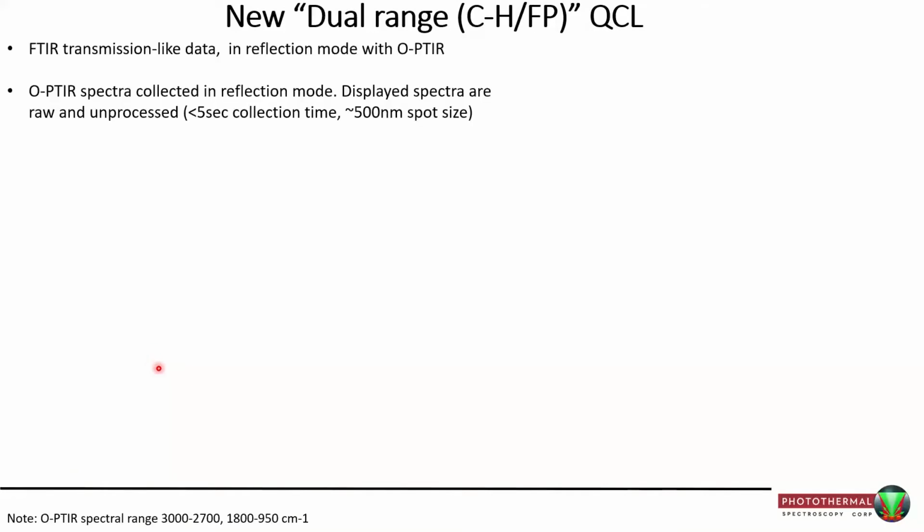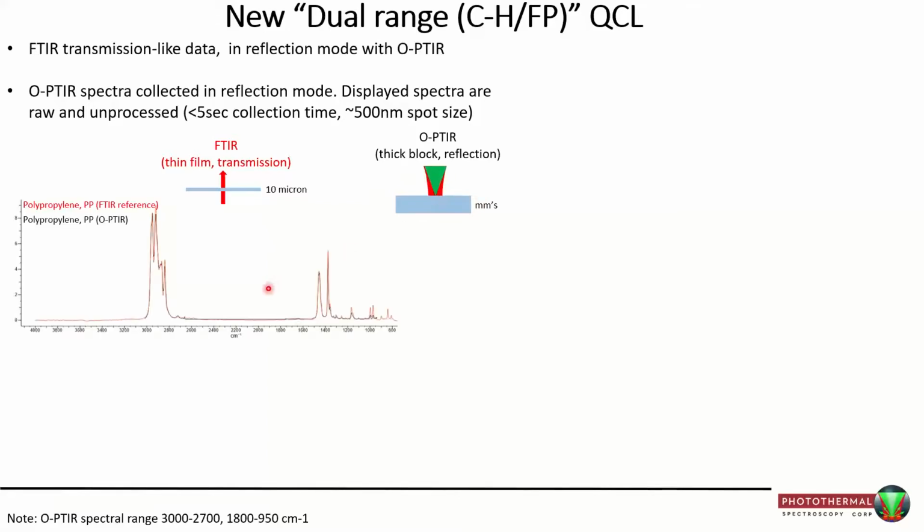So here I'm going to compare FTIR data with O-PTIR data collected in reflection. I'm going to point out that the O-PTIR data were collected in about 5 seconds with a half a micron spot size. The FTIR reference measurements were collected in transmission off a thin film, probably about 10 microns. And the O-PTIR measurements I'm going to show you in a second were collected off a thick block, some millimeters, in reflection mode.